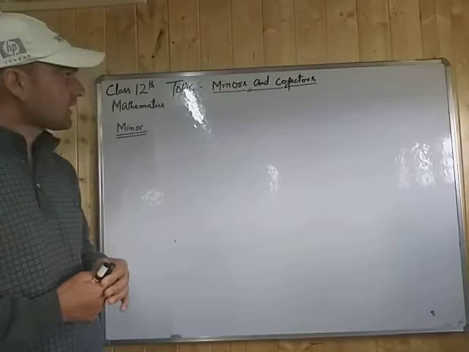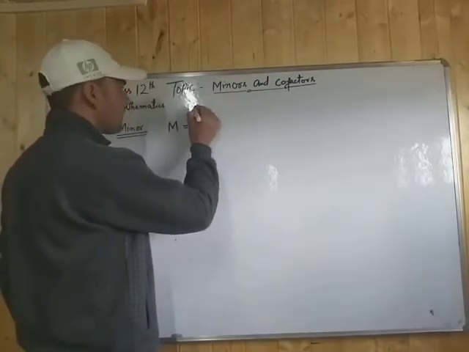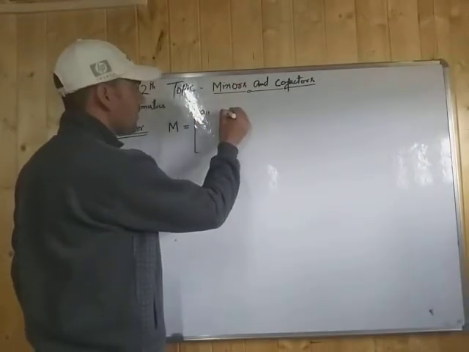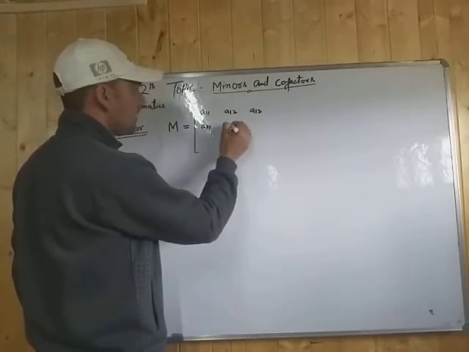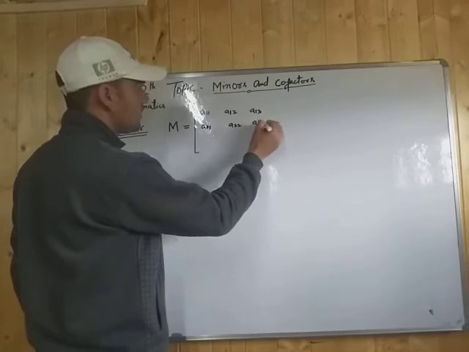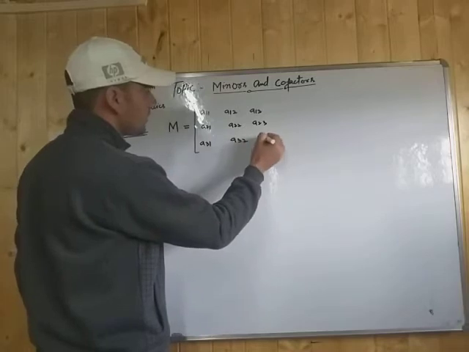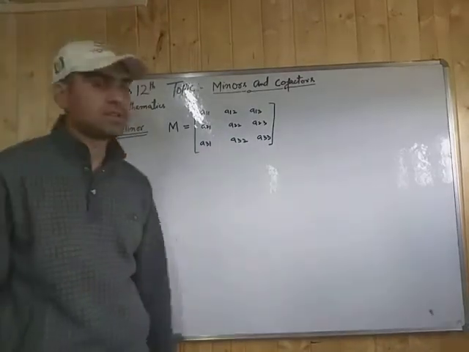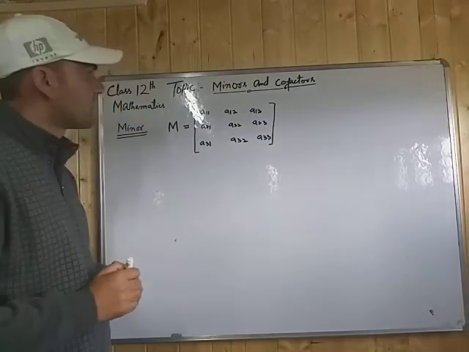Such as, we'll take a matrix here. My matrix M is a 3 cross 3 matrix with elements A11, A12, A13, A21, A22, A23, A31, A32, A33. So this is a matrix of order 3 cross 3. It has 3 rows and 3 columns. Suppose we are asked to find the minors of this matrix.